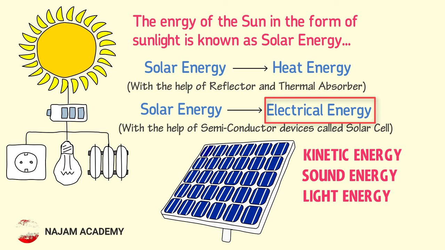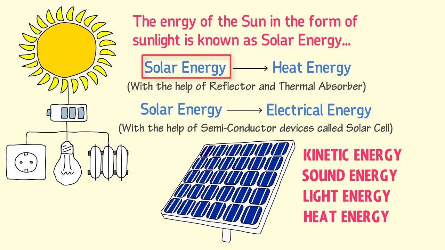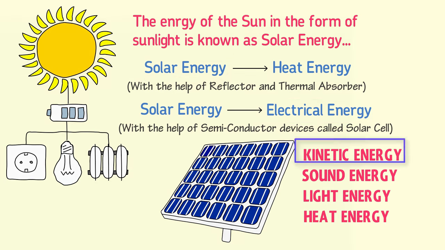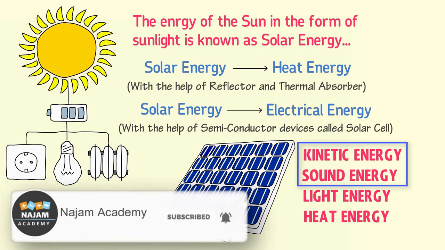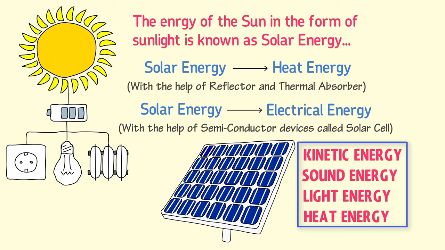sound energy, light energy, and heat energy. Thus, in this example, solar energy of the sun is converted into electrical energy, and then to kinetic energy, and then to sound energy, and at last to light energy.